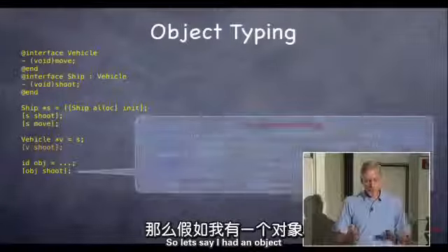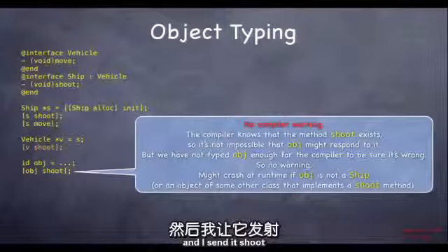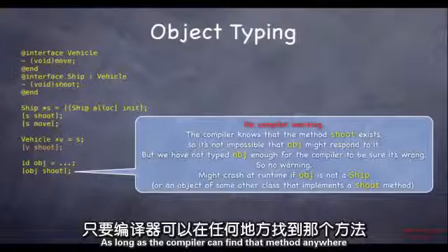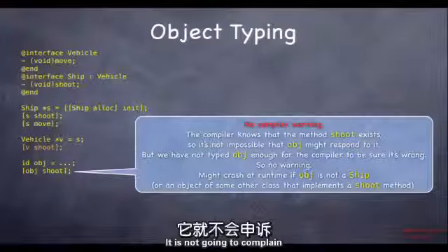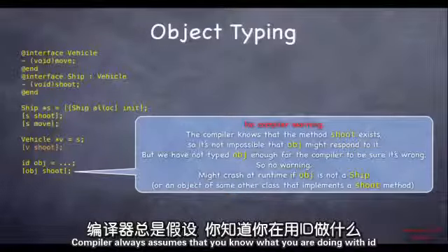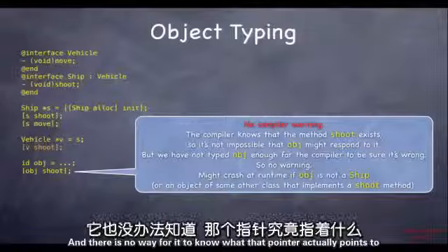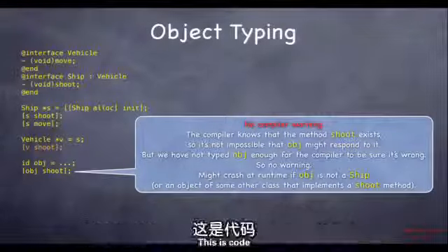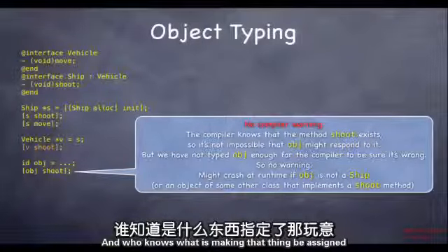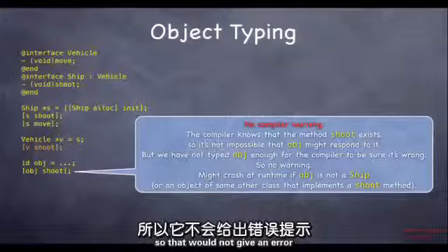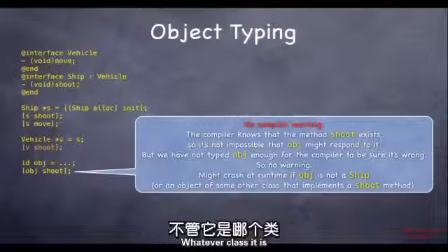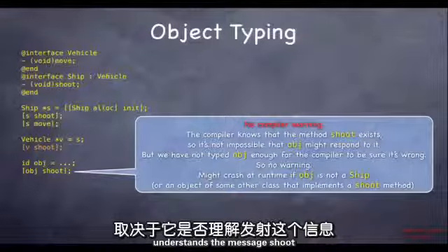All right, so let's say I had an object, just object of unknown type, and I sent it shoot. Would the compiler complain? No. As long as the compiler can find that method anywhere, it's not going to complain. It's going to assume you know what you're doing with id. Compiler always assumes you know what you're doing with id, so it's not going to warn you. And there's no way for it to know what that pointer actually points to, because this is code. It could be all kinds of loops, and who knows what's making that thing be assigned. So that would not give an error, and it might or might not crash at runtime, depending on whether that object, whatever class it is, understands the message shoot.